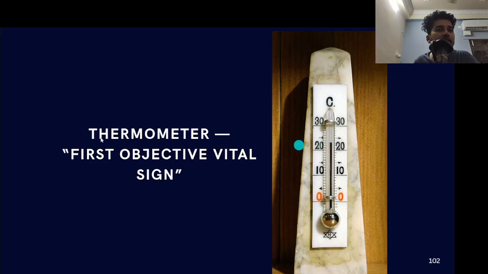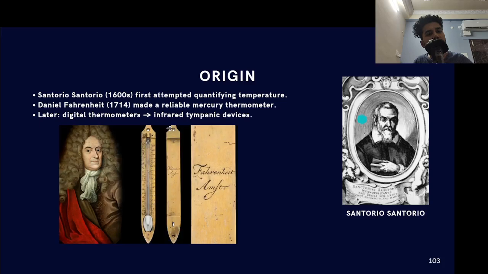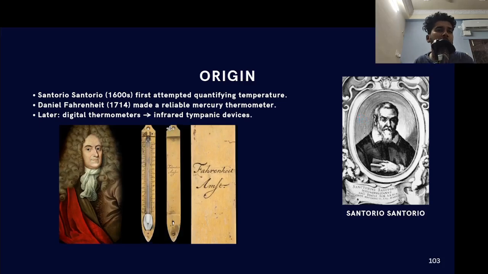Then we have the thermometer, which was the first objective vital sign. The origin of the thermometer was that Santorio first attempted quantifying temperature, and in 1714 Daniel Fahrenheit, yes, that Fahrenheit, made a reliable mercury thermometer. Later on, we had digital thermometers, which led to infrared tympanic thermometers.